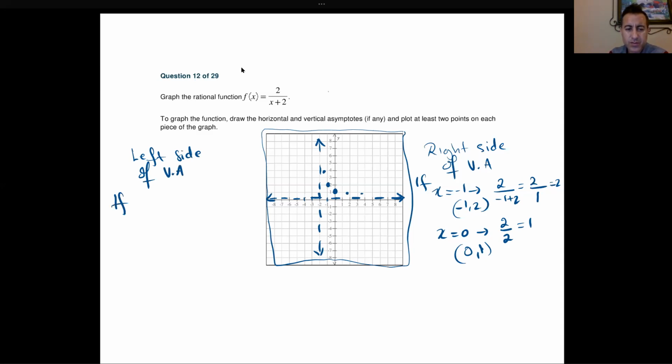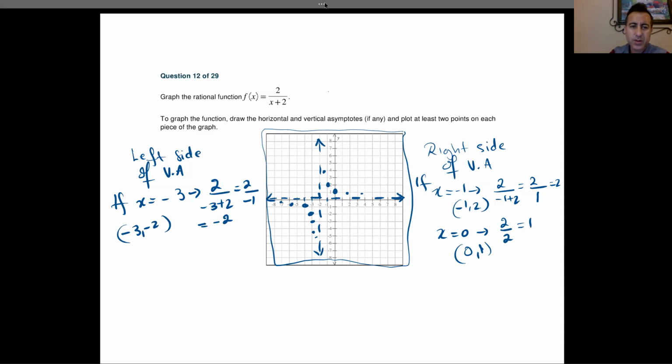So for example, if x equals -3, then 2 over -1, which is -2. So -3, -2. Similarly, I'm going to try more points, and I'm going to find something like this. But at least 2, so you need 2. If you're getting a good graph, then it's enough. If not, you do 3 just to be safe.